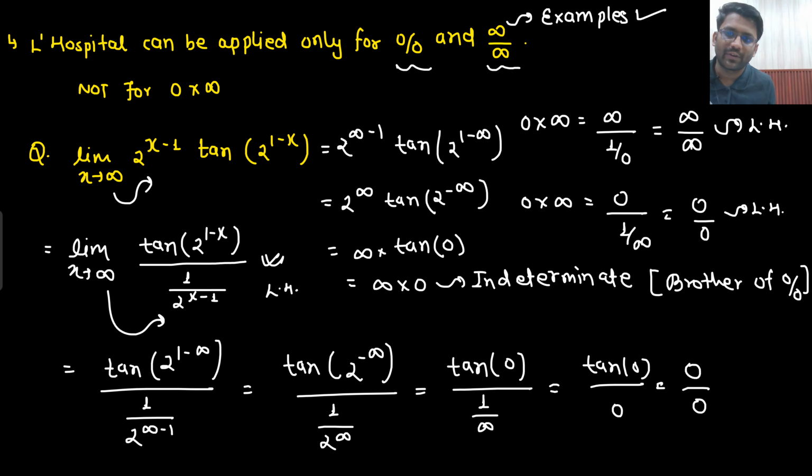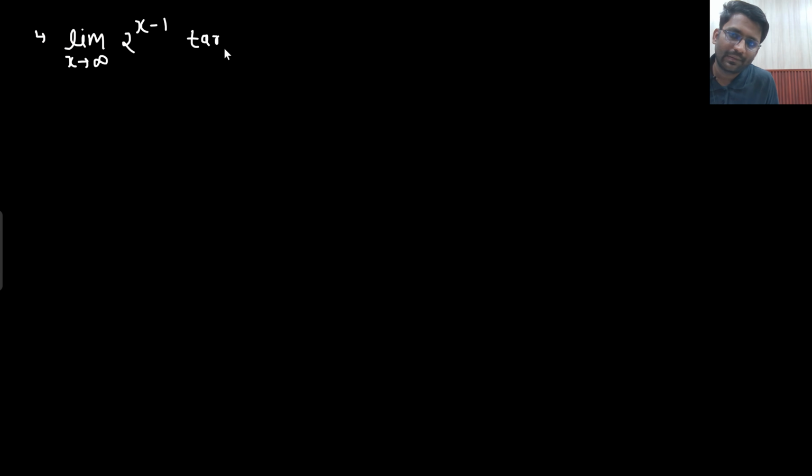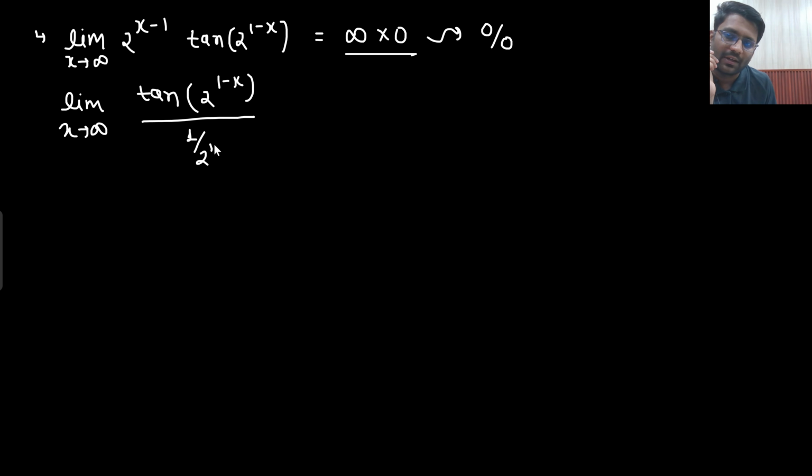Did you understand this point? How did we start? We started from here, that sir, this was the question given: limit x tending to infinity, 2 to the power x minus 1 times tan of 2 to the power 1 minus x. So this is the scenario given. When I put the value, this becomes infinity and this becomes 0. So this is the form that I have. It is the brother of 0 by 0. So what I thought, sir, let's take one of the expressions downward. If I take one of the expressions downward, then my job would be done. Either I will be able to make infinity by infinity form or 0 by 0 form. So let's take this expression downward in this manner.